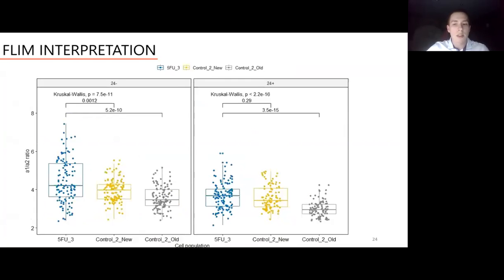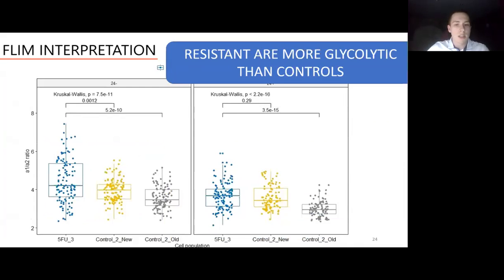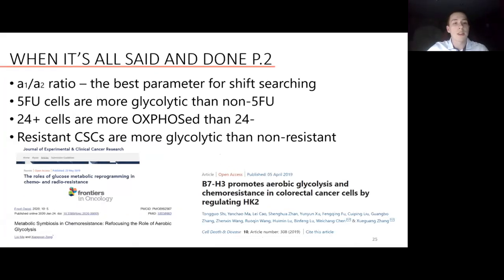Well, the second thing to be mentioned is observed when we look at the groups divided by positive or negative CD signal. In all the cases, the resistant group, for CD24 negative and CD24 positive, is more glycolytic. So the second part of the conclusions is about FLIM. Here is shown the most reliable criterion, the most reliable parameter for the metabolic shifts definition. We've obtained the data that shows us the correlations. 5-fluorouracil cells are more glycolytic than non-5-fluorouracil.